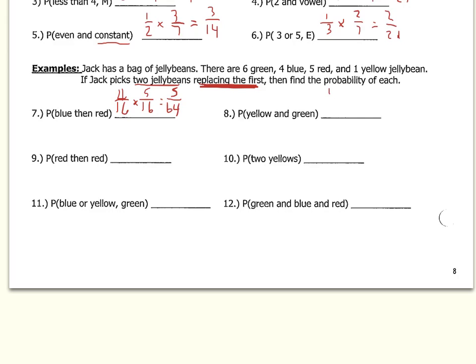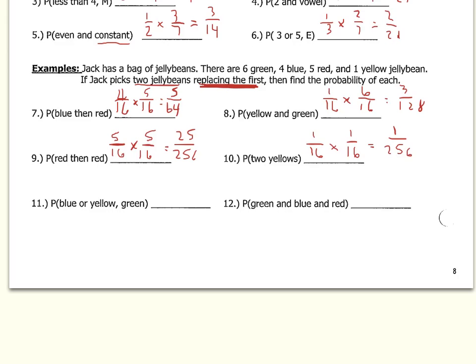A yellow first, that's 1/16, times a green, which is 6/16, or we could use 3/8 there. And we're going to get 6 over 256, which again is going to reduce to 3 over 128. A red, then a red. So we have 5/16 times another red, which is 5/16, which gives us 25 over 256. Number 10, 2 yellows. So the first time a yellow is 1/16. Probability again of getting that yellow is 1/16, which is 1 over 256.